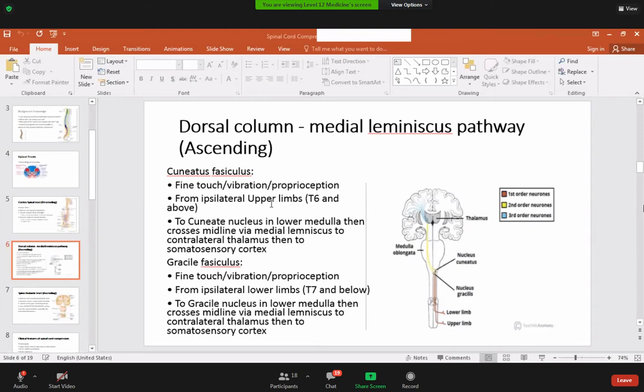The cuneatus fasciculus, that is, sorry, the nucleus cuneatus, is taking the fibers from the upper limb. And then we have the nucleus gracilis, which usually takes the fibers of the gracile fasciculus that is coming from the lower limb, and the cuneatus fasciculus is taking the fibers and giving them to the nucleus cuneatus, and it's associated with the upper limb innervation.